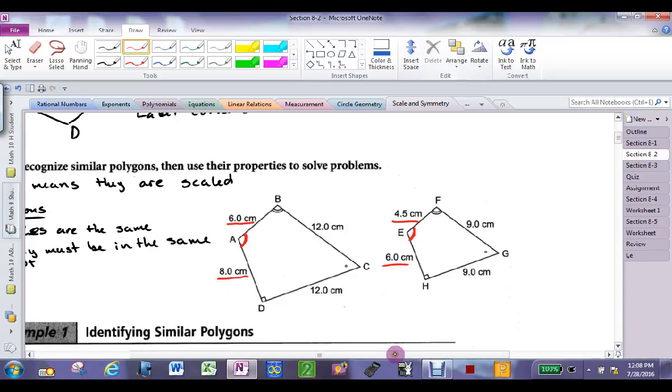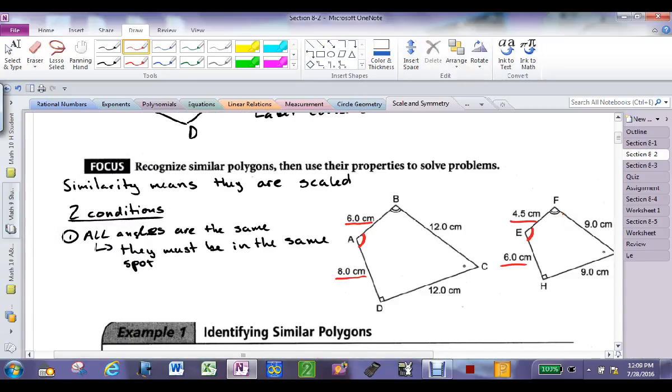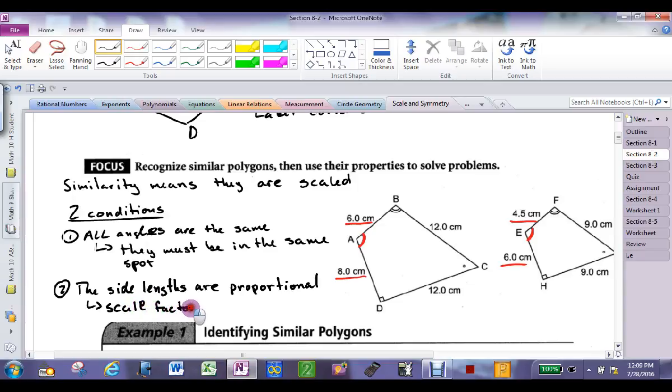So that's the first mistake that kids make. The rotation screws them up. Okay? The second thing that has to be is this. The side lengths are proportional. Meaning the scale factor works. Now, scale factor is always a fraction, right?